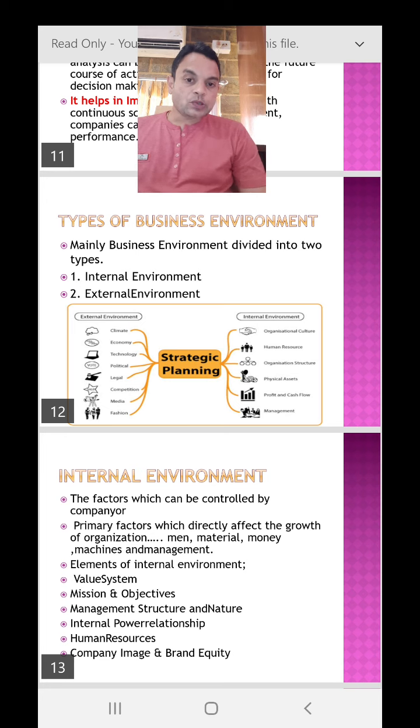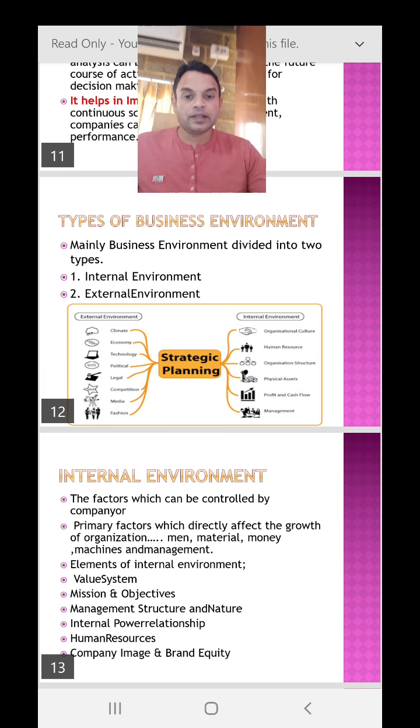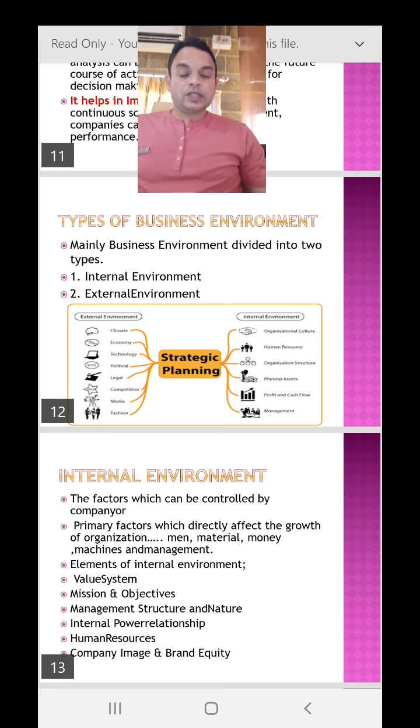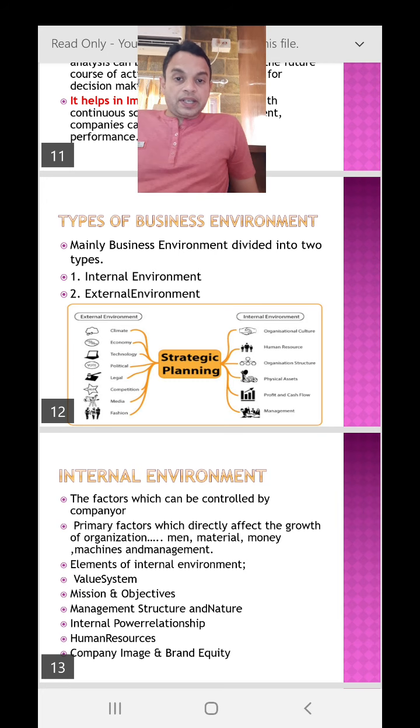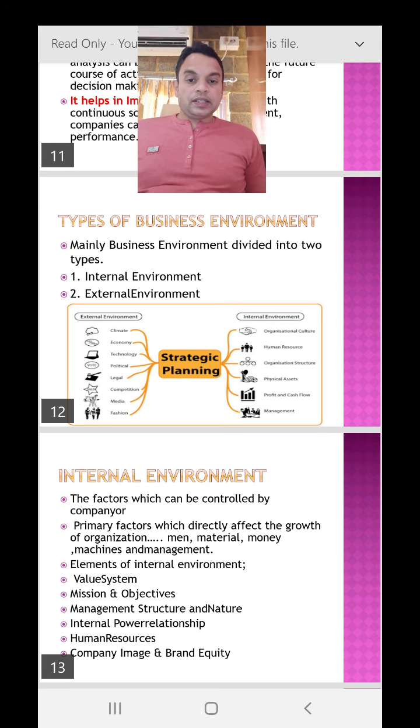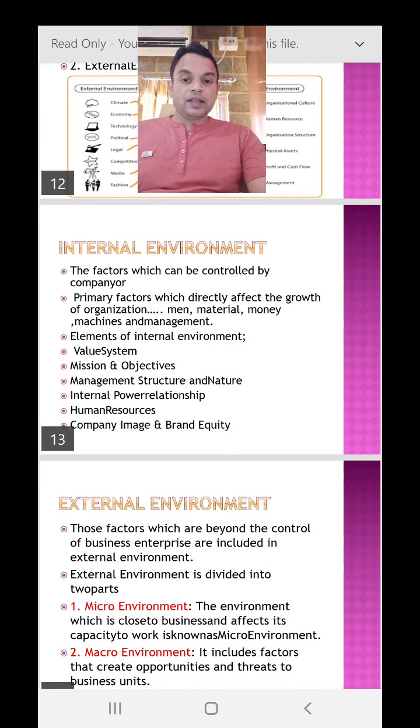So what do you mean by types of business environment? There are basically two types. One is internal and the other one is external. Internal basically means the things which are in our control, we call it internal environment, and the things which are not in our control, we call it external environment. The things which can be controlled by the company, we call internal environment. We can refer to slide number 13 for the same.